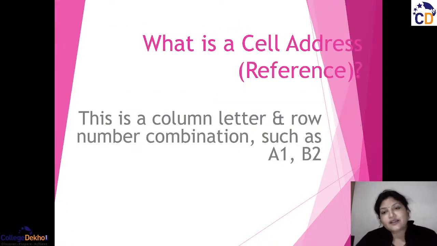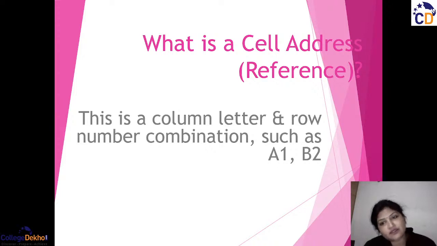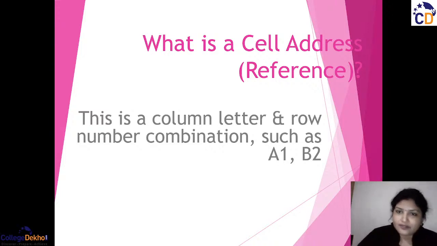Now let us see what the cell address is. I have already discussed that columns are represented by alphabets and rows are represented by numbers. So if we want to calculate the address of a particular cell, the cell address is your column name and a row number. It is a combination of column letter and row number, right?